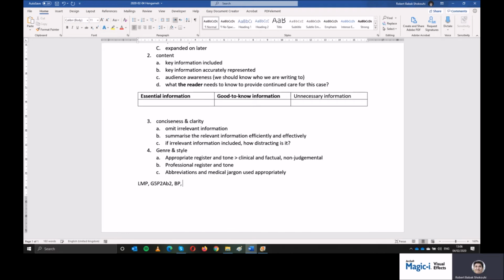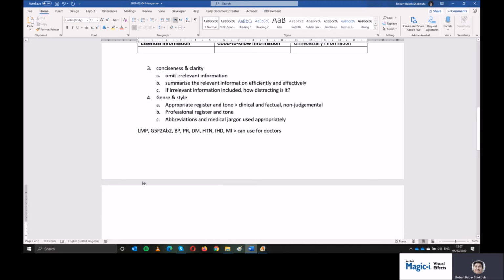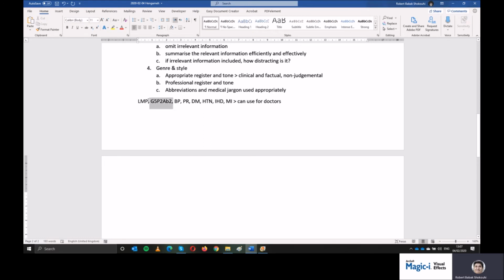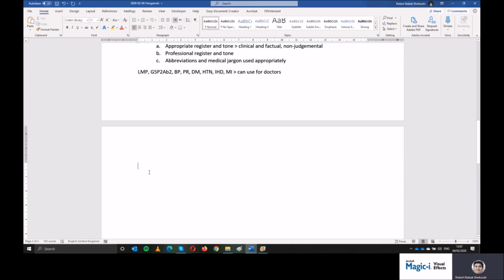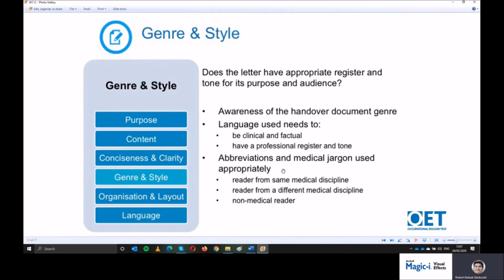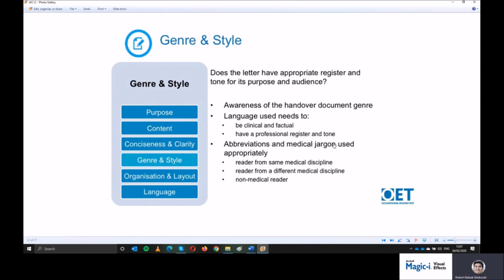So a gynecologist knows what BP is, what PR is. How about DM? Yes, they know that. And HTN? Yes. IHD? Yes. MI? Yes. So if you're writing to a doctor, you can use these. If you're writing to a nurse, you need to think. A midwife knows this, yes. A nurse would probably know about these. So depending on who you're writing to, you can use abbreviations and medical jargon. Any problem? No, thank you.